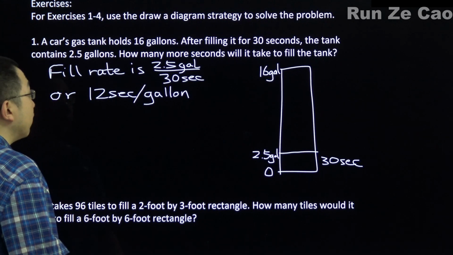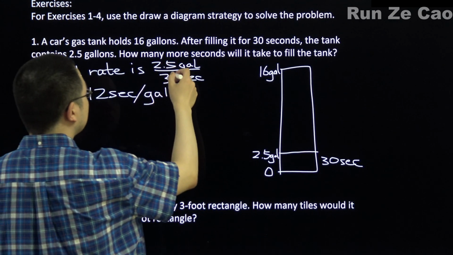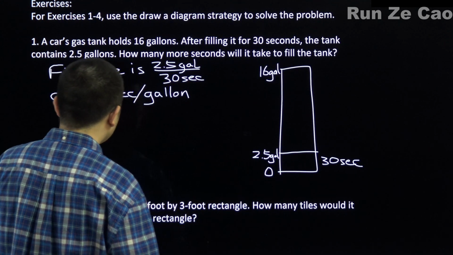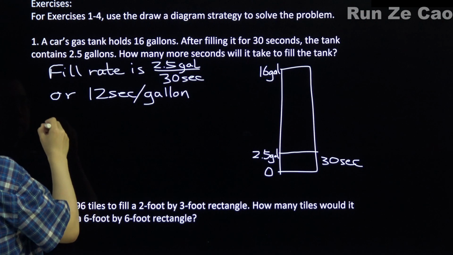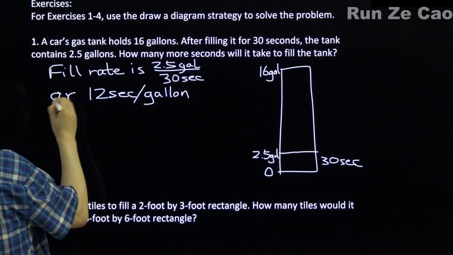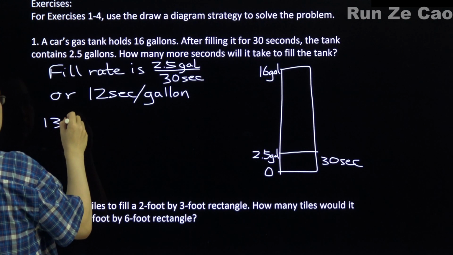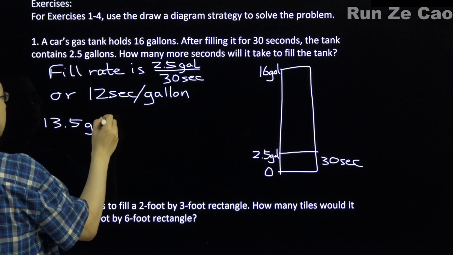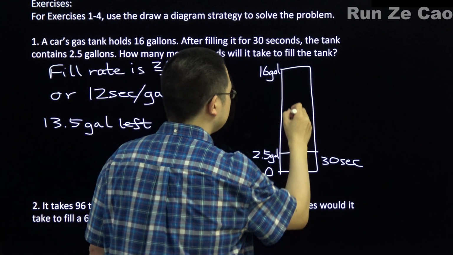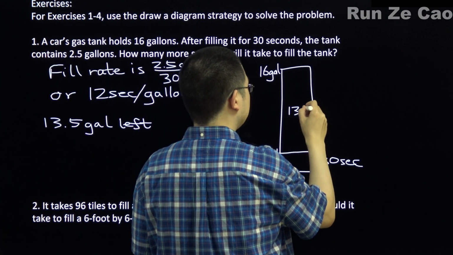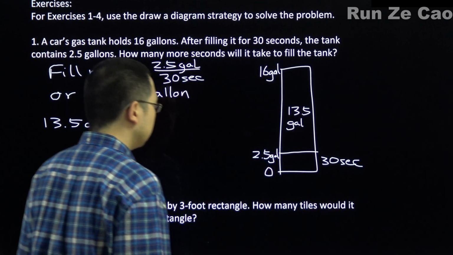30 divided by 2.5 would be 12 seconds per gallon. You could say that it's 1/12 of a gallon per second, or 12 seconds per gallon. And how many gallons do you have left to go? You have 13.5 gallons left. So this is 13.5 gallons left.